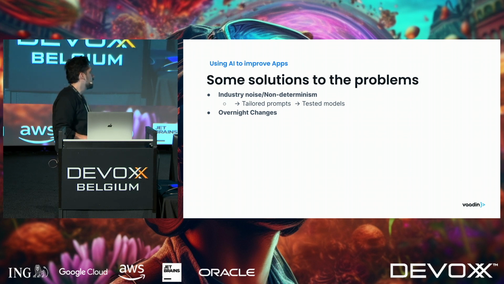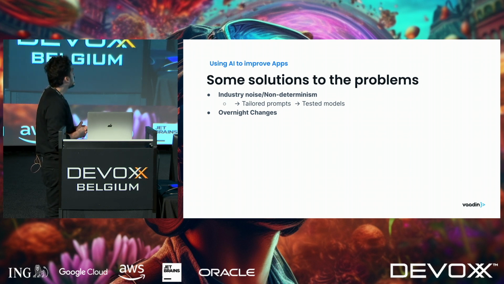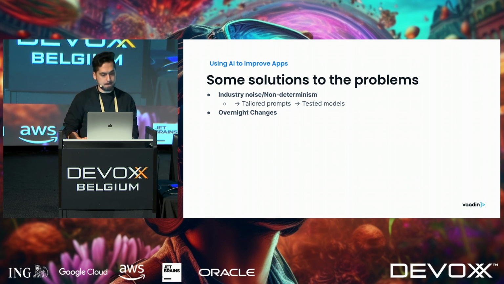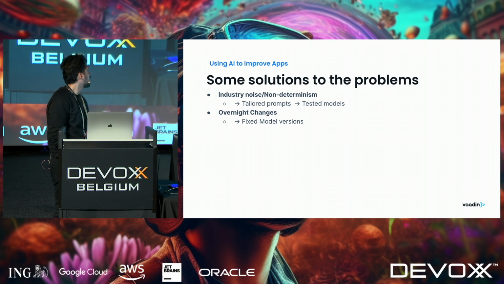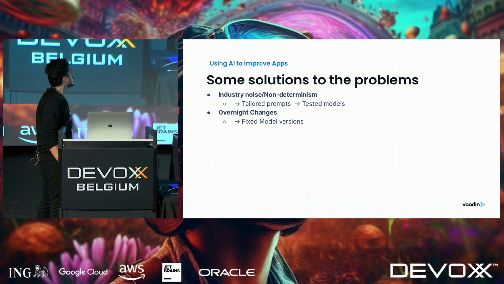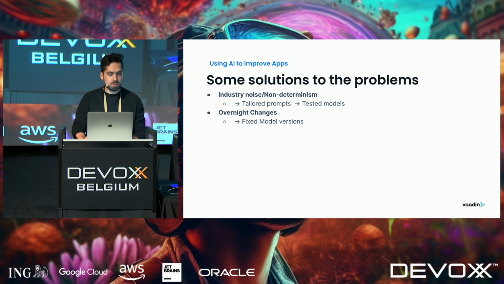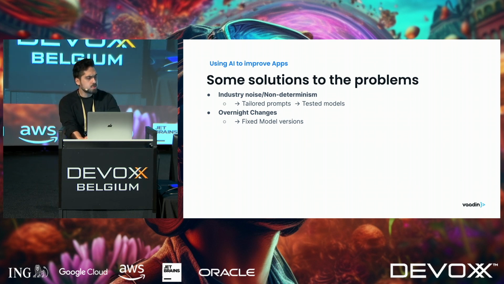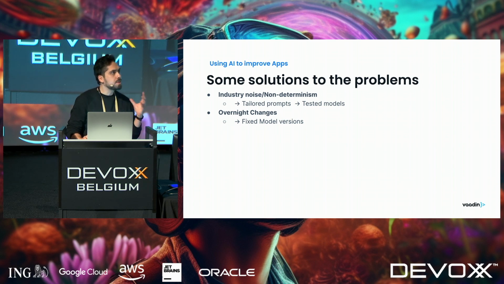Overnight changes: if you are integrating with a third-party service like OpenAI, then you are vulnerable to overnight changes. What can you do to fix that? You can use fixed model versions. So, for example, that's what we did. We are using, I think, a June version of DaVinci 3.5. So it's working quite nicely. But before that, when we used the latest version of the OpenAI model, we had quite many problems.